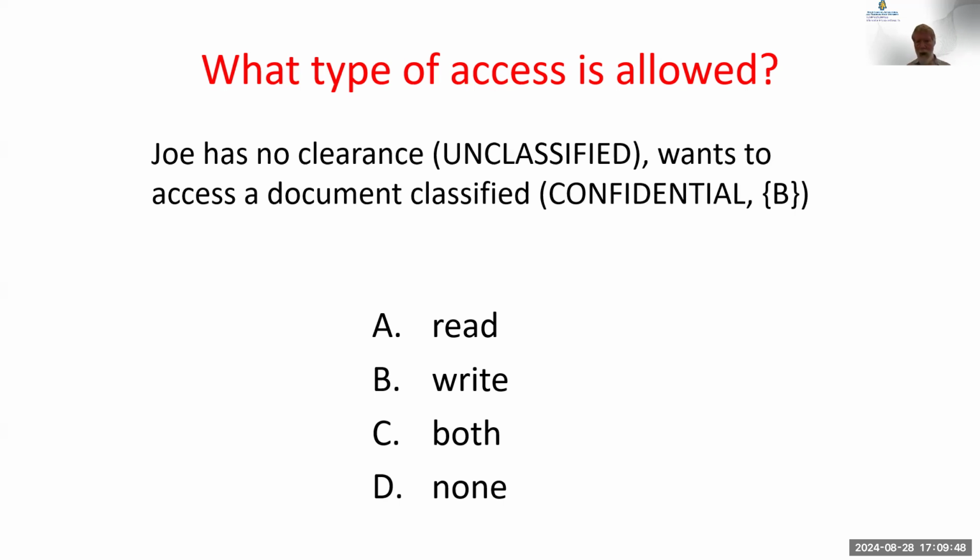Almost everybody thinks it's D, none, which is a good answer because that is the correct answer. Joe is unclassified. That's the lowest level. He can't read anything higher than that. Doesn't work. All right. Let's get rid of this and move on.